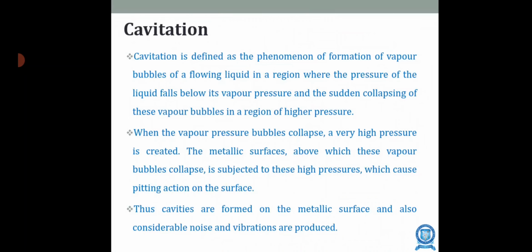The next topic is cavitation. So what is cavitation? Cavitation is defined as the phenomenon of formation of vapor bubbles of a flowing fluid in a region where the pressure of the liquid is below the vapor pressure. The formation of bubbles takes place at low pressure, and these bubbles collapse suddenly at higher pressures. When they collapse, high pressure is created and the metallic surfaces near the vapor bubbles are subjected to high pressures, causing pitting action. Cavities are formed on the metallic surface, and considerable noise and vibrations are produced.